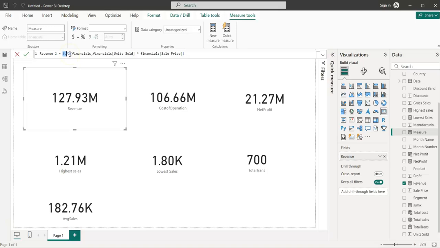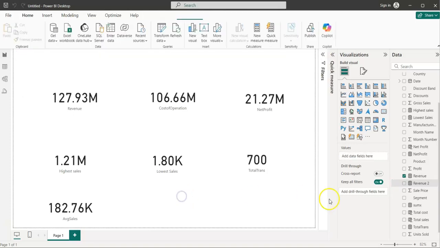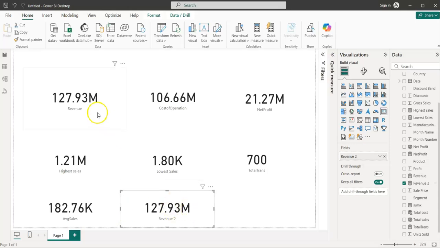So sum an expression, that is what this function does. Calculate the sales price multiplied by units sold, and whatever result you get for each row, sum all of them up for me. When you run your DAX expression, say Revenue 2, and pull it in, we see exactly the same result as the revenue. So instead of creating multiple measures, you can put it in a single one, without creating measures you may not need later in your analysis.